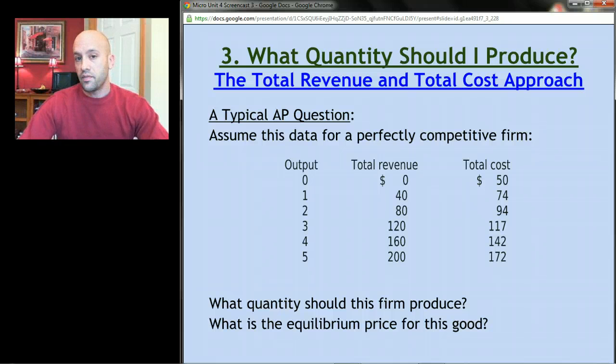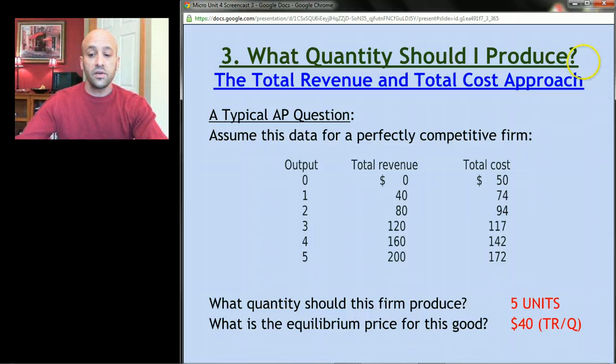So you might want to pause the video for a second and see if you can figure out the answer. Pause, unpause, answer. All right, again, greatest economic profit happens at the biggest spread between total revenue and total cost.